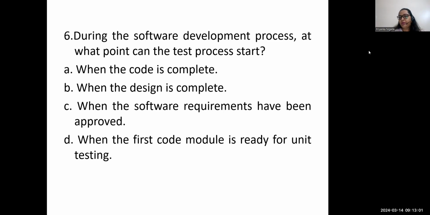During the software development process, at what point can the test process start? When the code is complete, when the design is complete, when the software requirements have been approved, or when the first code module is ready for unit testing? So basically, it's a question related to entry criteria: when are we going to start testing, correct?